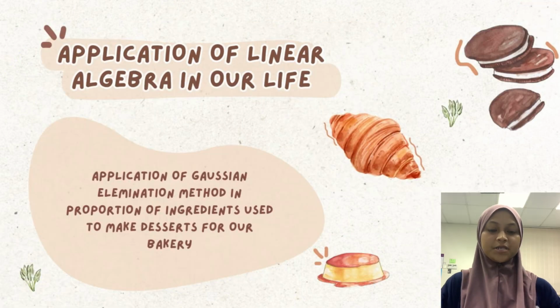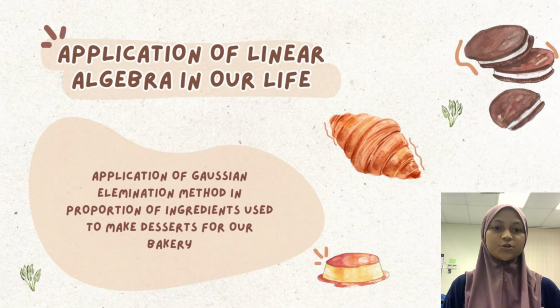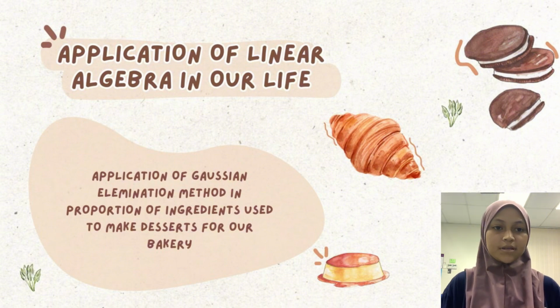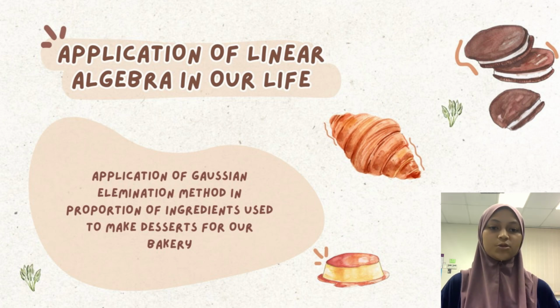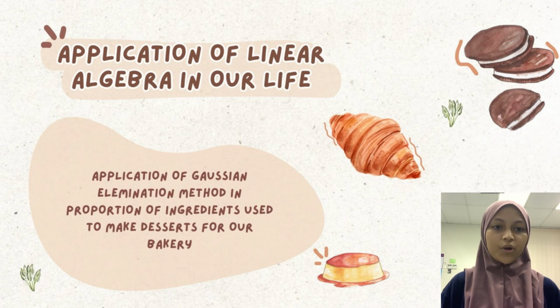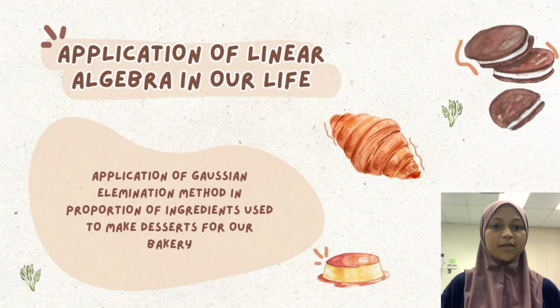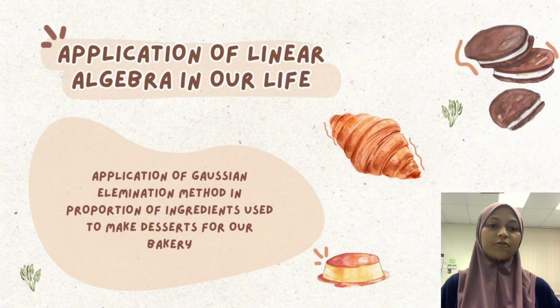For your information, our group got the task to do a case study about anything related to linear algebra. Also, we need to choose one of the topics that we learned in class and relate it to a life situation. So, we are choosing the Gaussian elimination method for applying in the proportion of ingredients used to make desserts for our bakery.